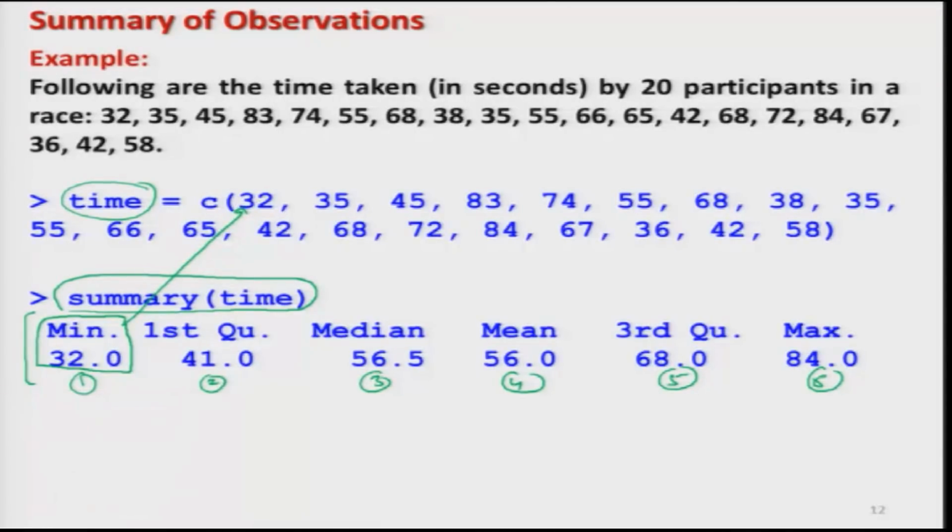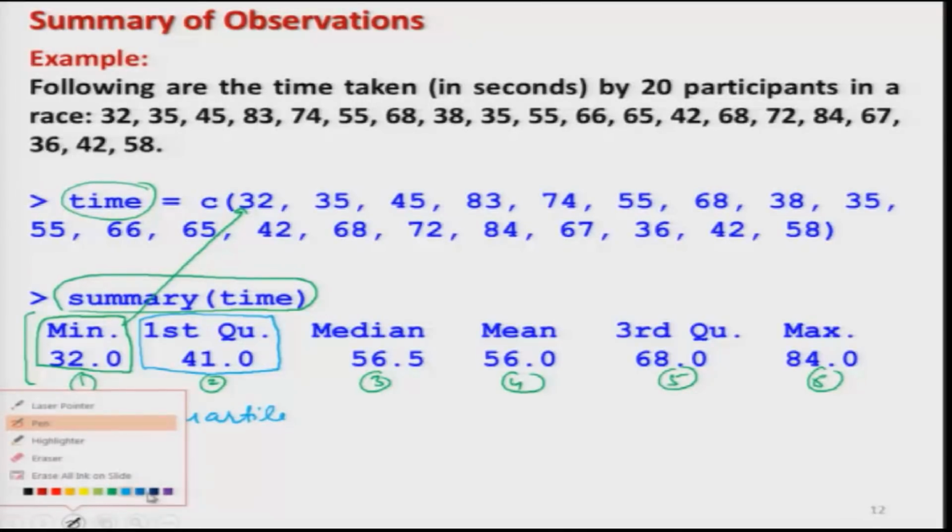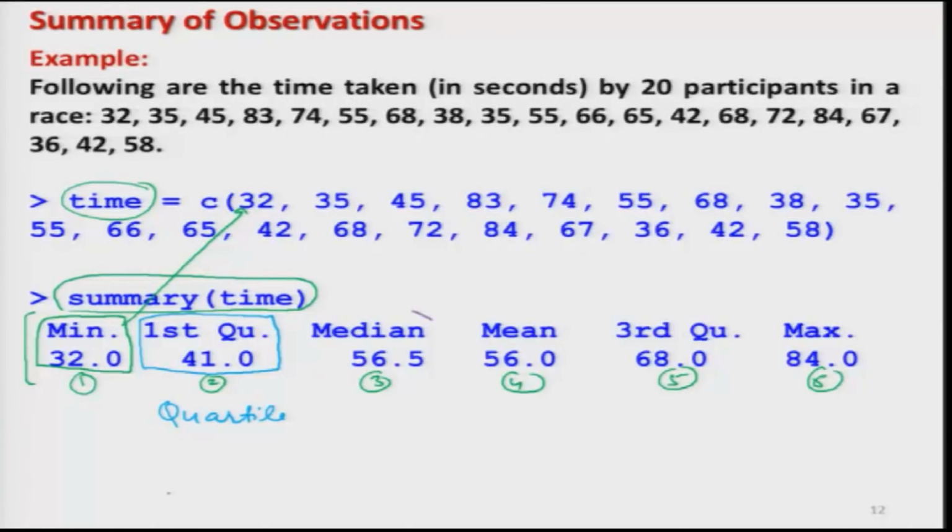Similarly, the second value is giving us the value of the first quartile. Remember, this is quartile, not quantile, right. So, you know how to compute the first, second or third quartile. But here in this case you need not compute it separately, it will give you inside the same outcome. Similarly, the third one is the median value, which is the second quartile.